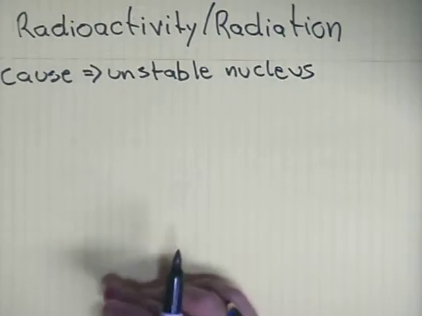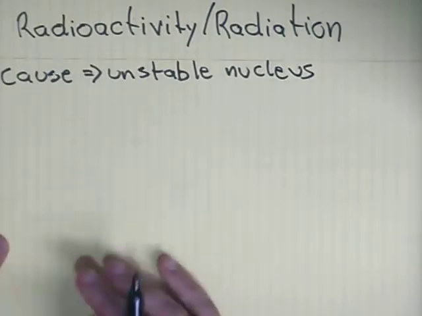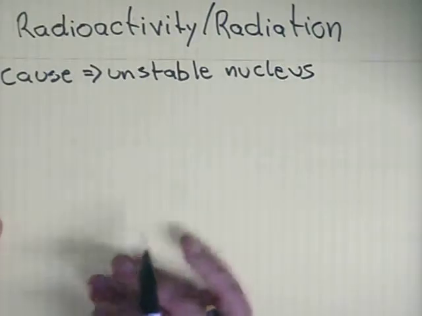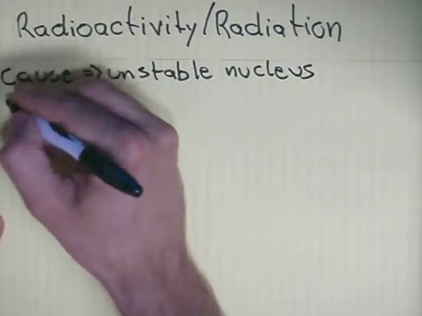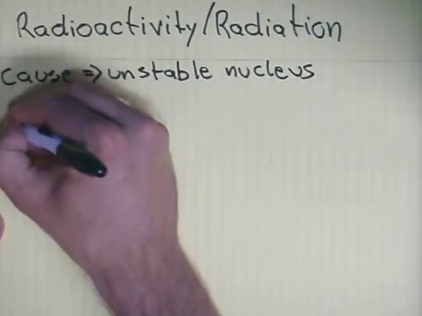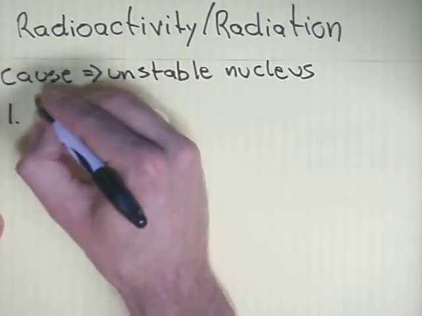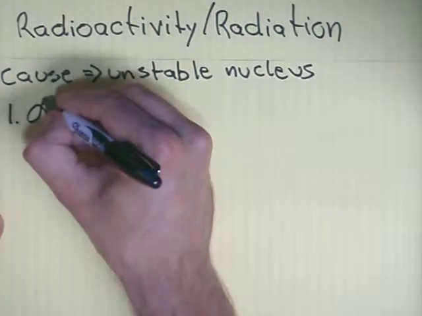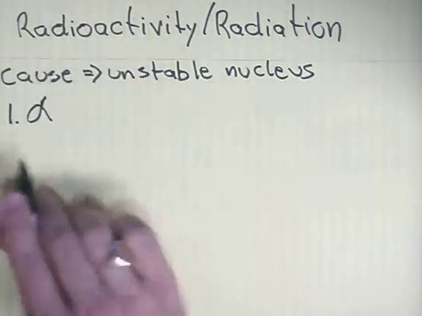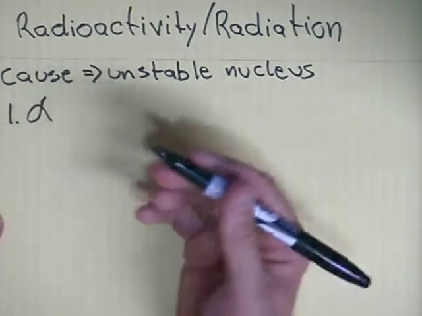then also there are three potential byproducts from that. And these are our three types of radiation. So the first is alpha. We use this symbol here, which is the Greek letter alpha.